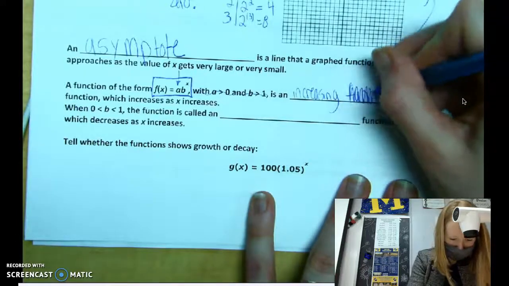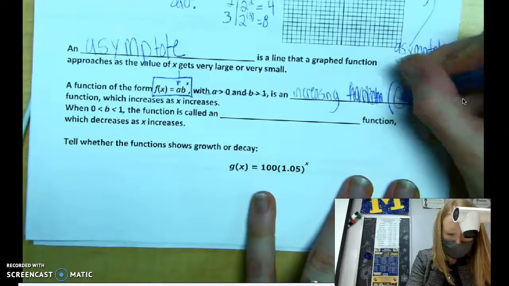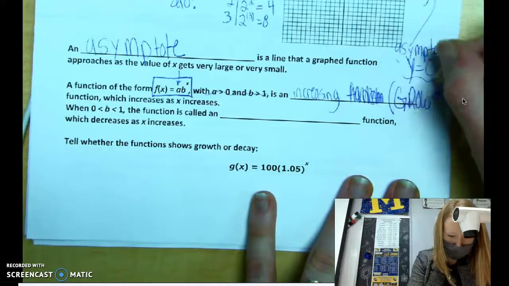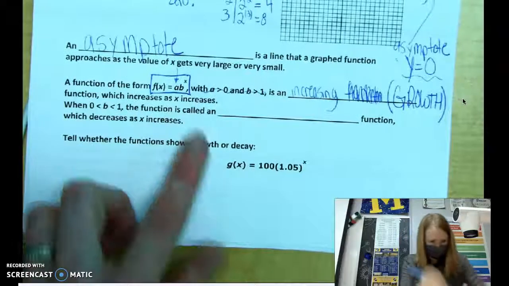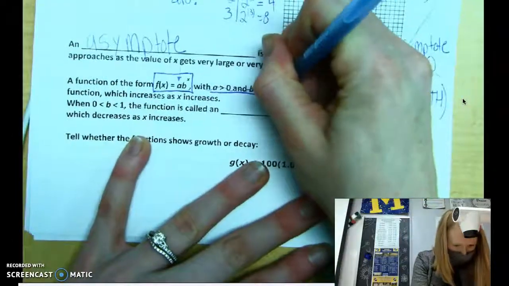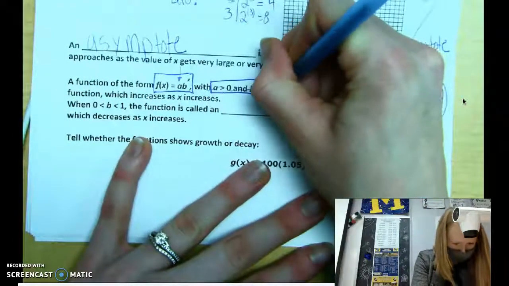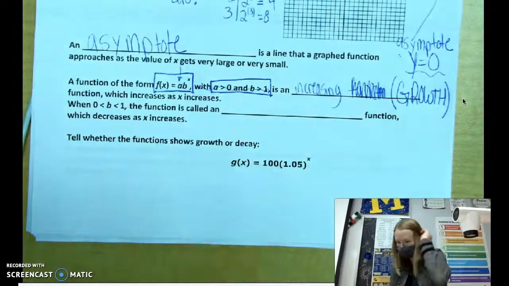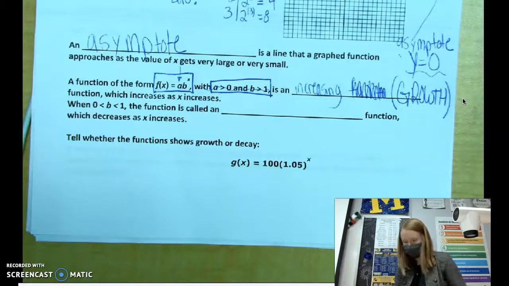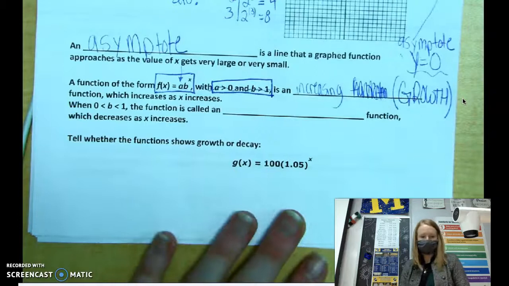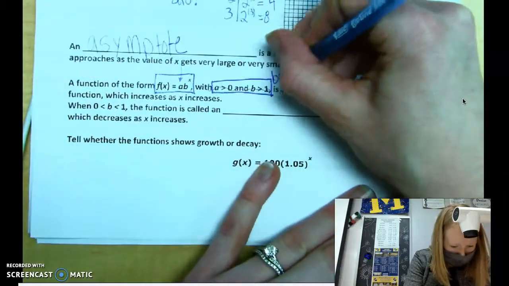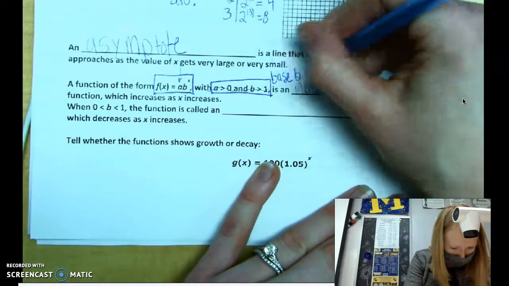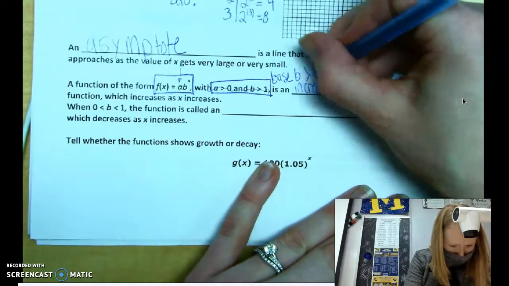If it's increasing, the term that you're used to seeing is growth. Once again, if you have a is greater than 0 and b is greater than 1, you're going to have an exponential growth function. So this basically means that the base b has to be greater than 1 for it to be growth, right?